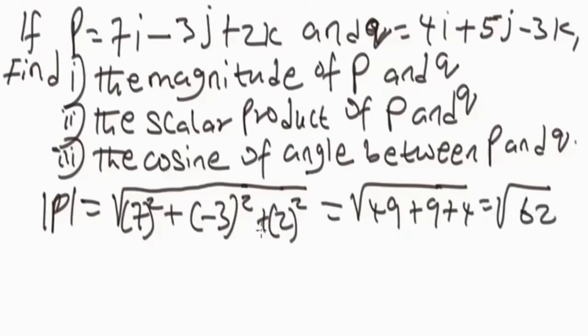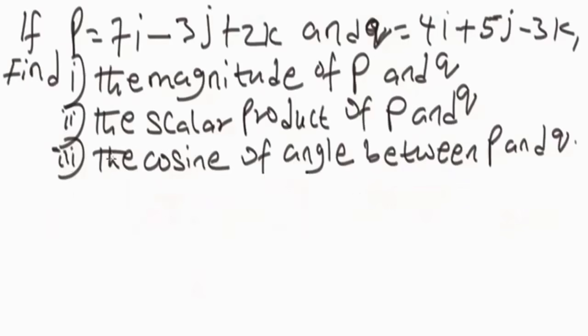So when you break this down, square root of 62 will give us 7.87. Alright, so let's leave it in two decimal places. So this will be the magnitude of this vector P. So let's write this now. Solve for the magnitude of vector Q.